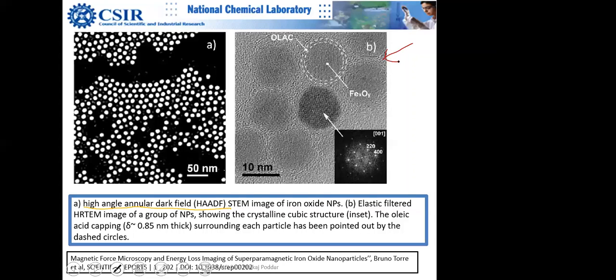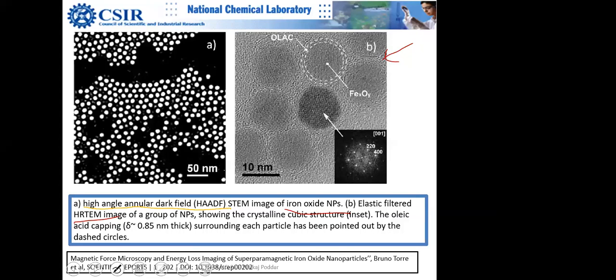This one is basically a high resolution TEM image of iron oxide nanoparticles. These are coated with oleic acid. OLAC is basically oleic acid. So you have an inorganic-organic combination: an organic shell and an inorganic core. You have iron oxide Fe3O4, and here it is written FexOy.